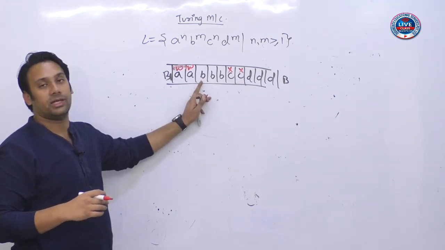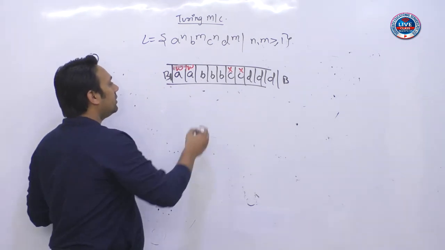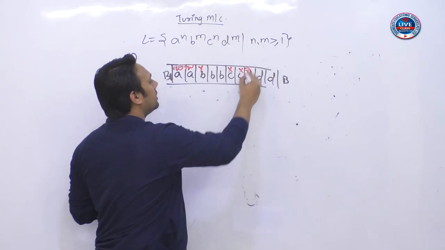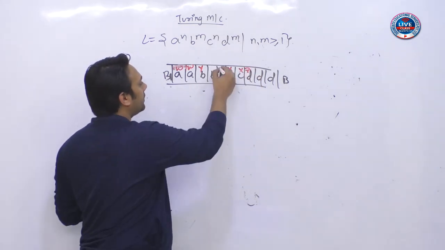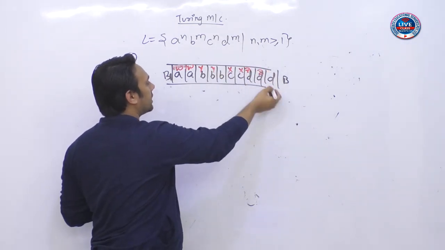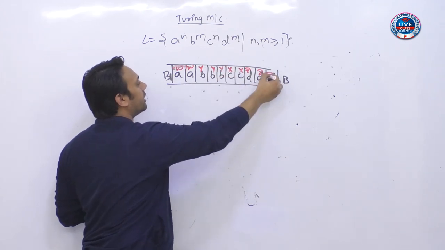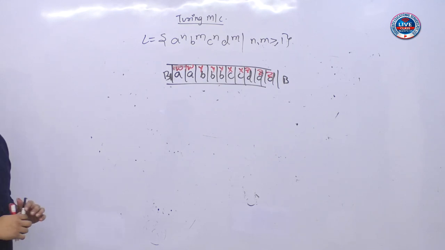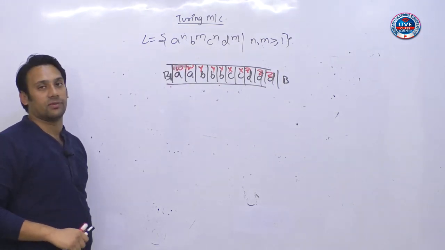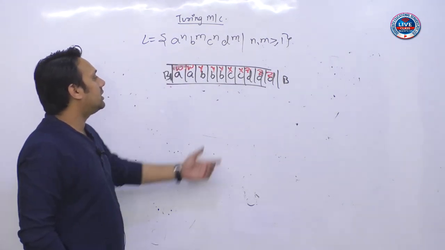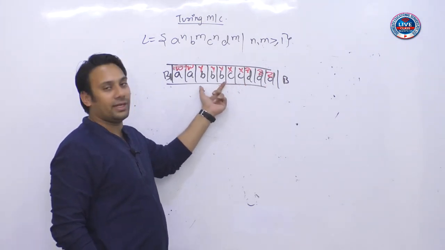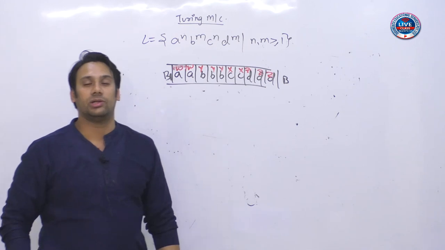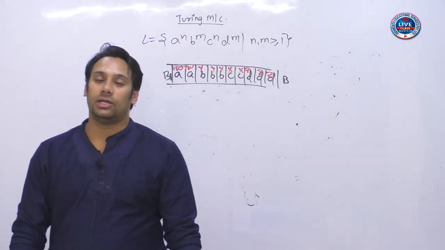Now we can go and check for B. So we can go to B, mark it as Y, and go to D, mark it as Z. Again go to B, mark it as Y, and then go to D, mark it as Z. Again go to B, mark it as Y, go to D, mark it as Z. In this way, you can check whether this string is present in this language. After this, if there's no B left and no D left, that means B and D are also equal. B aur D bhi equal honge.